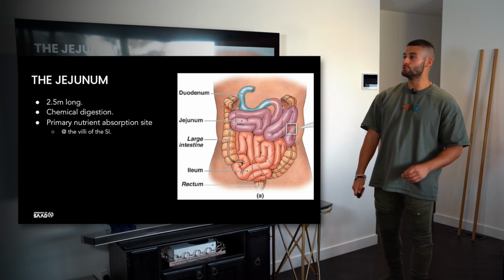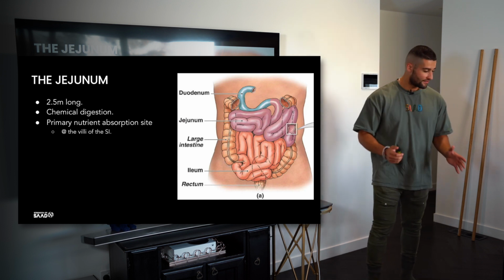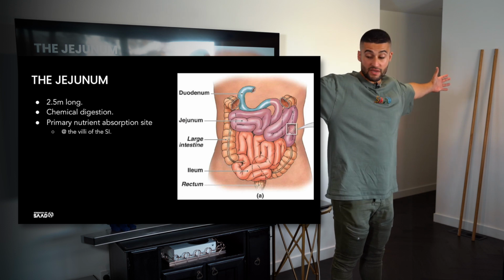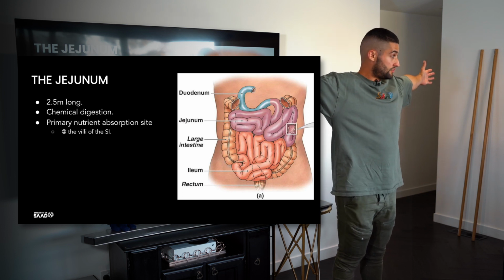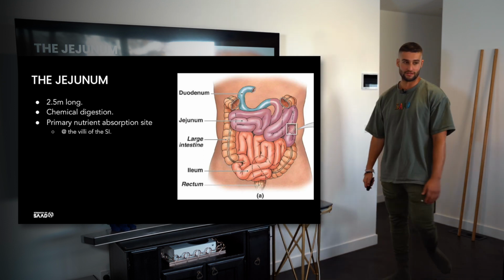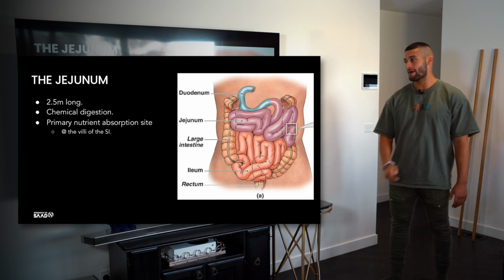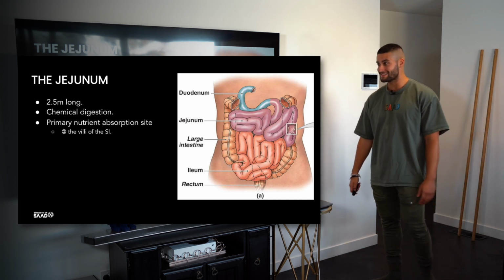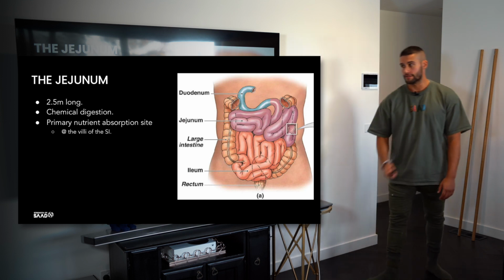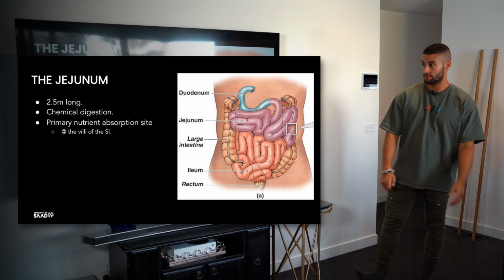Jejunum. Call my son jejunum. It's 2.5 meters long. So we're going from 20 centimeters, now we're 2.5 meters long. This is going to be bigger than my hands. So part of your intestine is this long. Bigger. Wild stuff. Chemical digestion, primary nutrient absorption site, in the small intestine. Very simple.